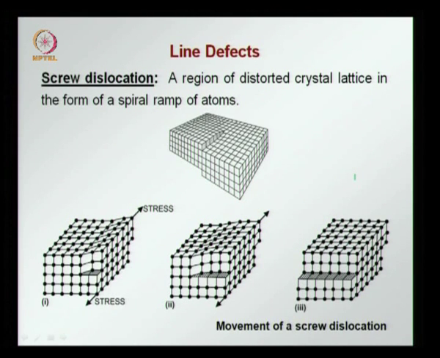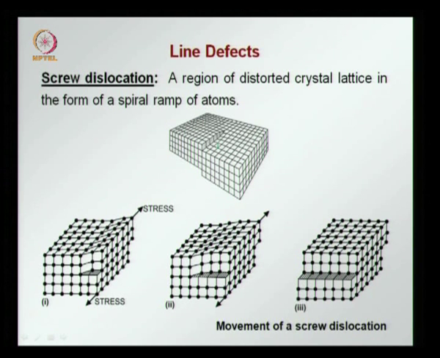Another type of dislocation is a screw dislocation, where you have a region that is distorted. Instead of a line being introduced, you see here that the plane has been shifted slightly, that there is this line which has moved up. You have here a line of atoms which has been moved up. So the screw dislocation is a region of distortion in the crystal lattice in the form of a spiral ramp of atoms. So you see here that it will spiral, like this plane has spiraled down, here it is higher and here it is lower.